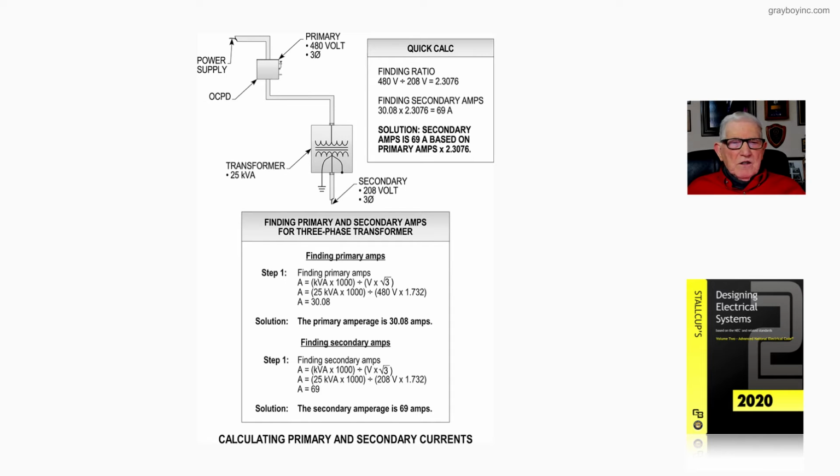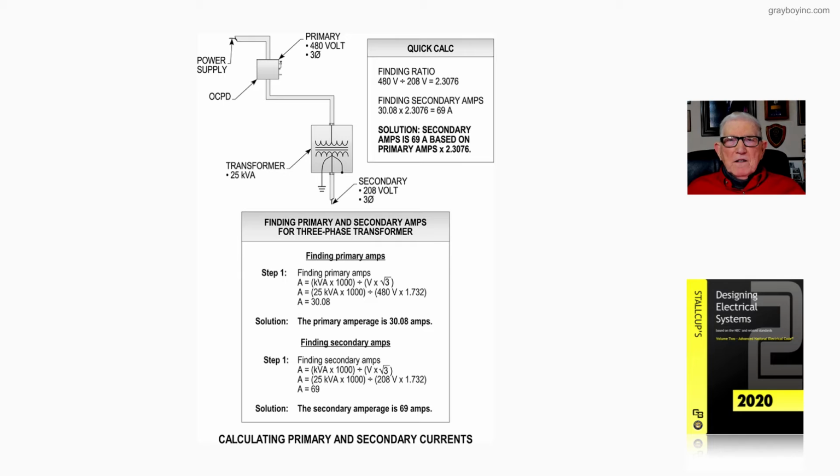Now the secondary side, same thing. To get the full load current rating of the transformer, you take the kVA rating, 25 kVA times 1,000, divide it by the voltage, 208 volt times the square root of 3, and you come up with 69 amp.